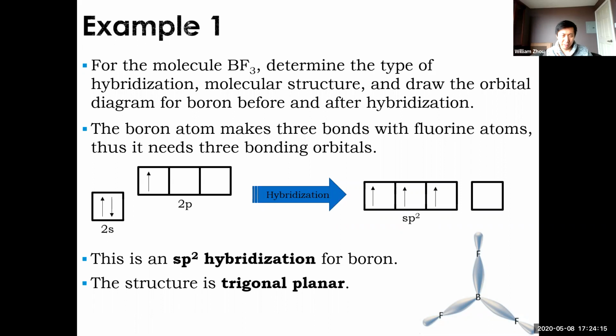Okay, questions about this example? No? Okay. Let's look at the next example then.